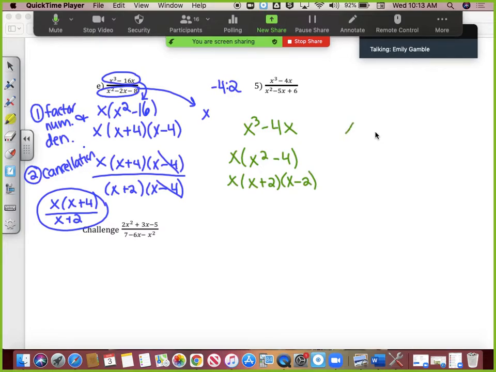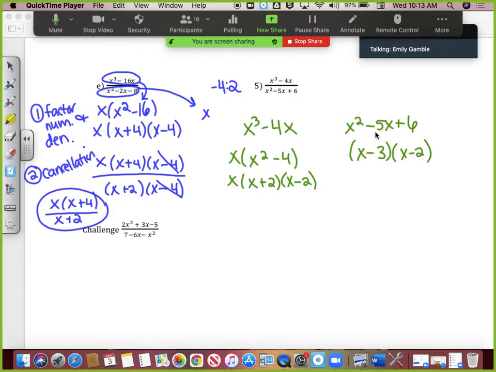The denominator factored, x squared minus 5x plus 6. What multiplies to be 6 at the same time adds to be negative 5? Well, the only way you can ever take two numbers and add those two numbers together and get a negative and at the same time multiply those two numbers and get a positive is if they're both negative. So these factors would be x minus 3 times x minus 2.